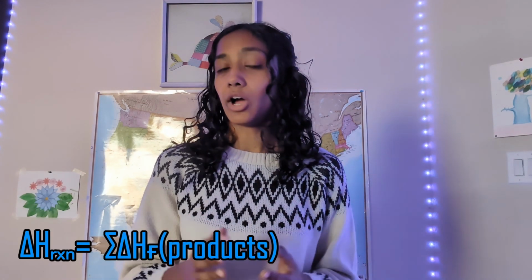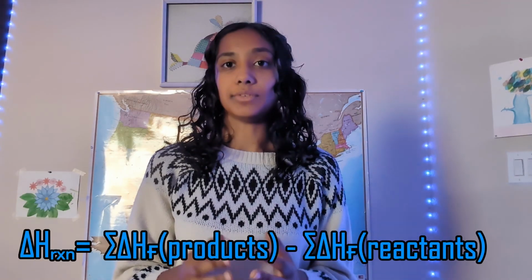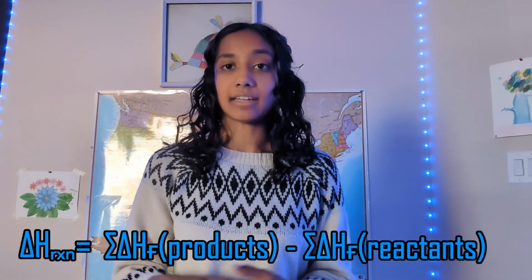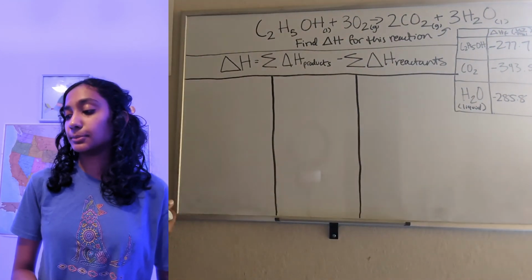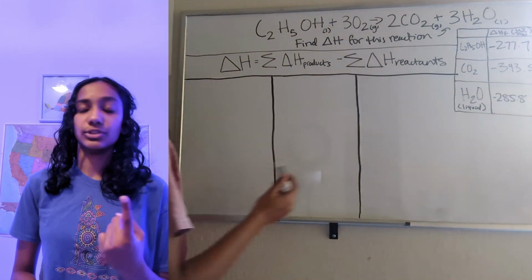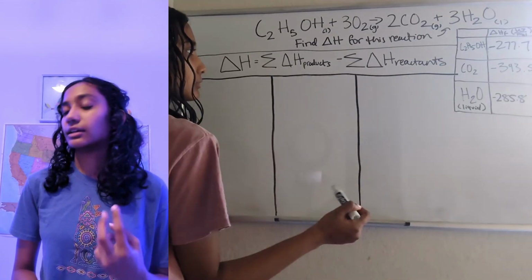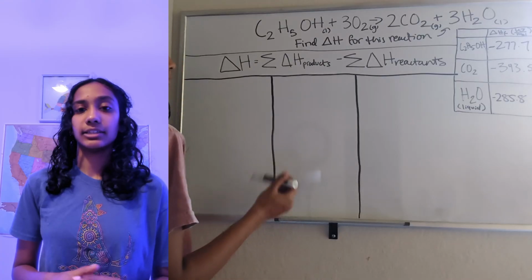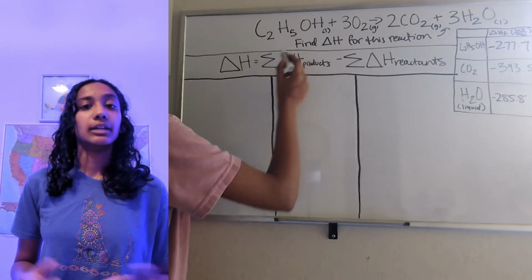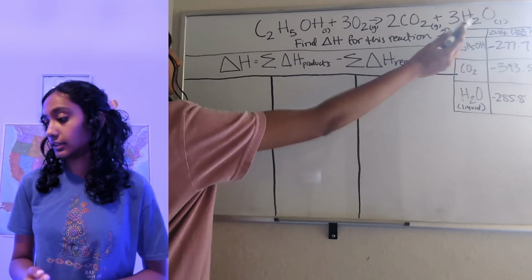Well, you can calculate the delta H of a reaction by using this equation. The delta H of a reaction equals the sum of the formation enthalpies of the products minus the sum of the formation enthalpies of the reactants. Let's do an example problem. This problem gives us the enthalpies of formation for ethanol, which is C2H5OH, carbon dioxide, and water. And then it asks us to calculate the change in enthalpy for this reaction, which is the combustion of ethanol.